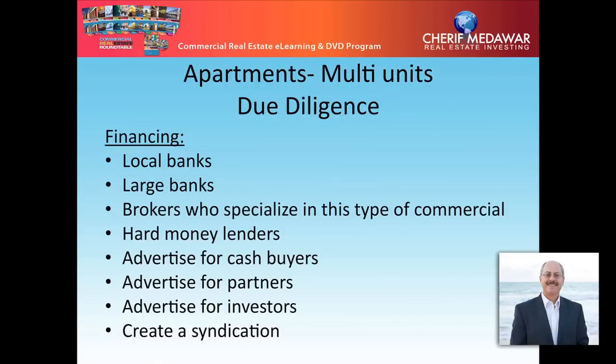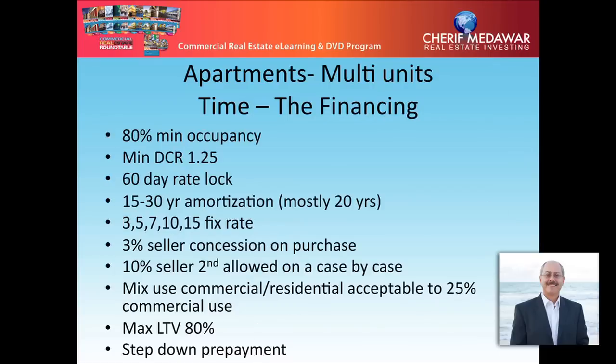You can start by talking to local banks, talk to large banks, talk to brokers that specialize in this particular type of commercial properties like apartment buildings. Talk to hard money lenders. Advertise for cash buyers to see if they will come in as partners, or maybe flip to them as investors, or maybe get the investors together and create your own syndication. Let's say you get 5-6 people, you create a private placement memorandum through an attorney, and you present to accredited investors. These people have to have a higher net worth, and you tell them, I'll do all the work, here is the property, here's how it's done.